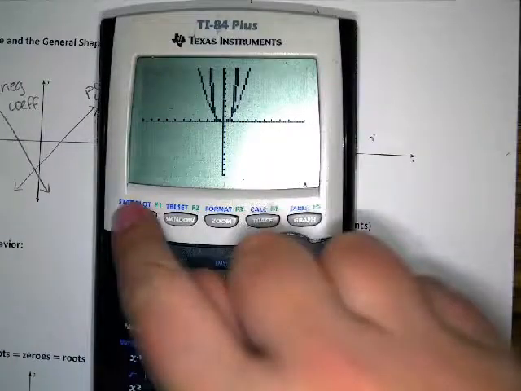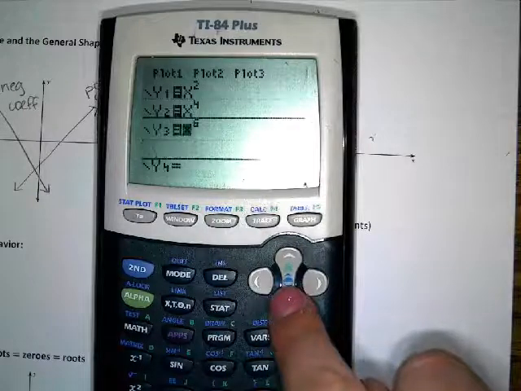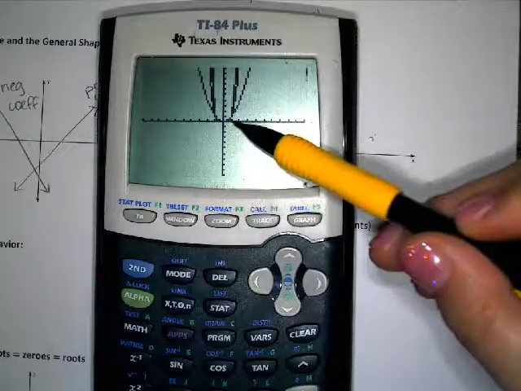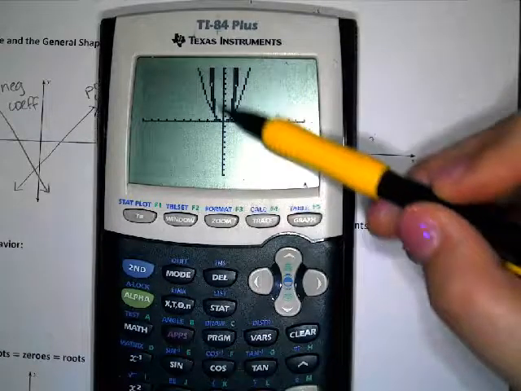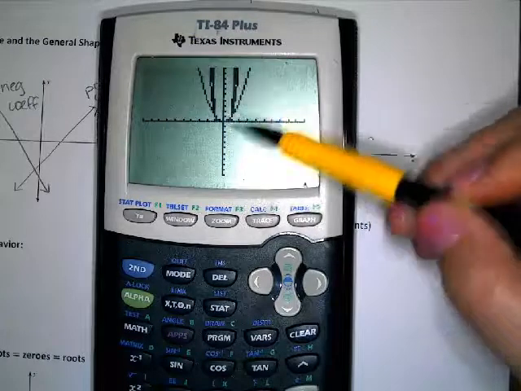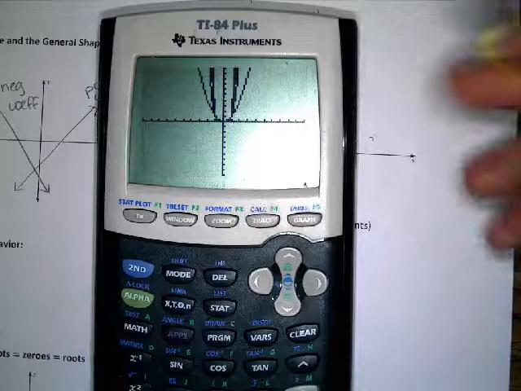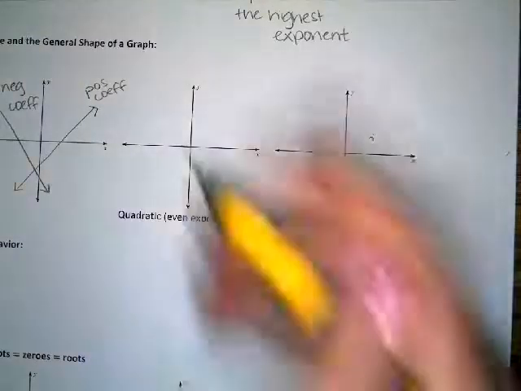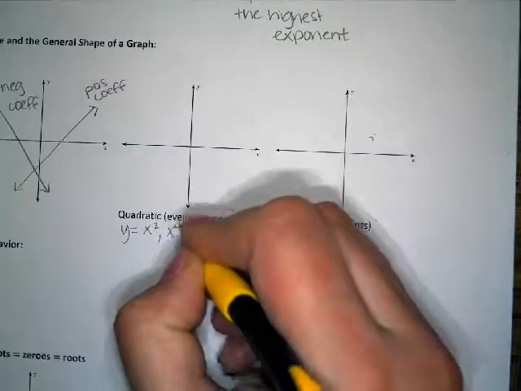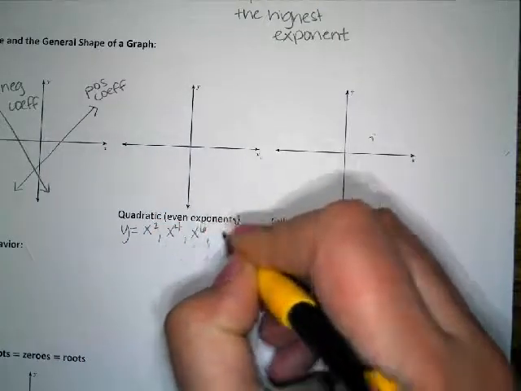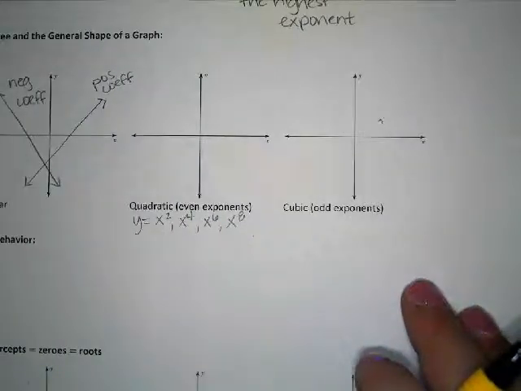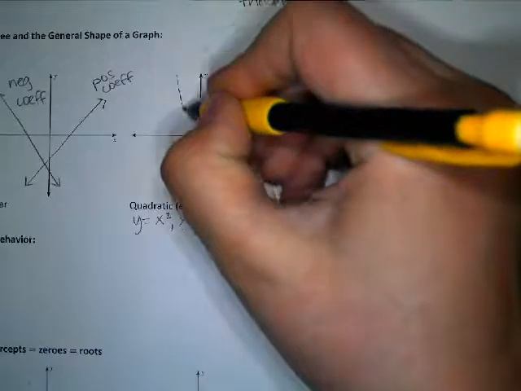And if I do x to the 8th, you're going to see x to the 8th also looks like that. It's just a little bit skinnier. So each time I graph another one, all it does is it puts another U-shaped graph kind of in the center, and it just makes a skinnier, skinnier, skinnier graph. So all of the even exponents, so y equals x squared, x to the 4th, x to the 6th, x to the 8th, any graph that has an even exponent, all of those are going to be these U-shaped graphs.